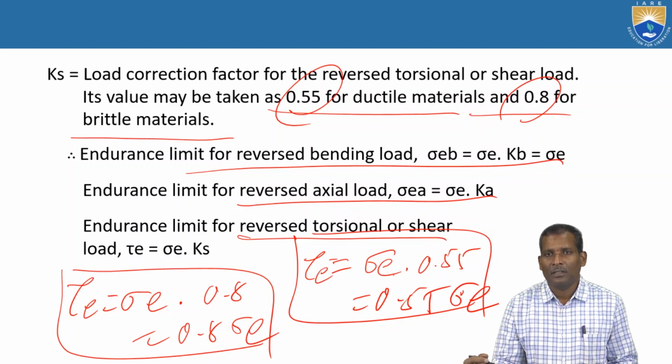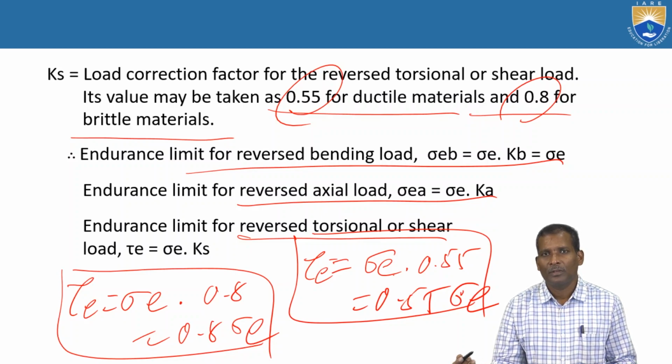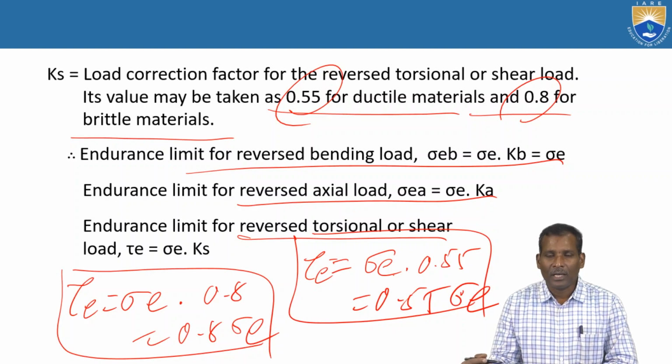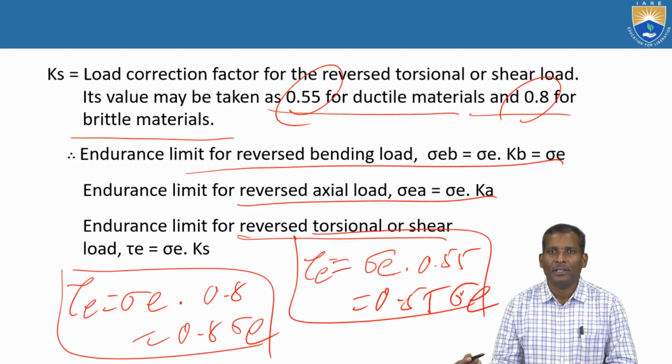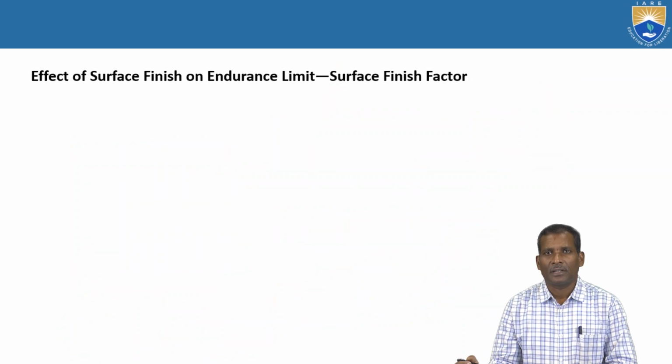So like this, you need to calculate endurance limit values for different loads. The endurance limit value depends upon the type of load, so that's why it may vary from load to load, and also depends upon the material. Other correction factors are also there. The effect on this endurance limit, I will discuss in the next slide.